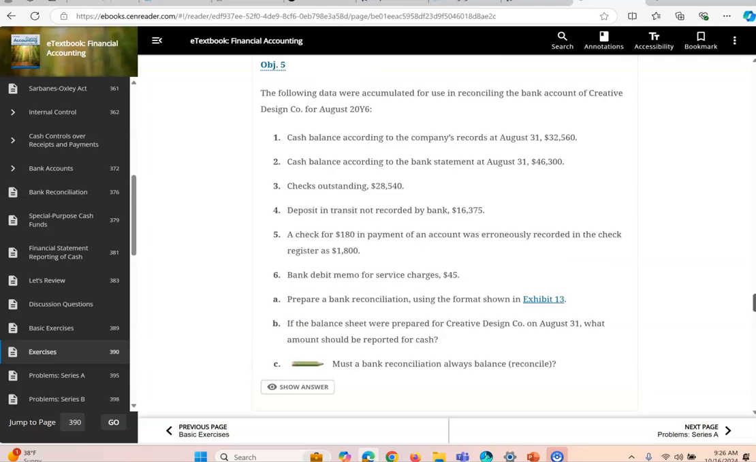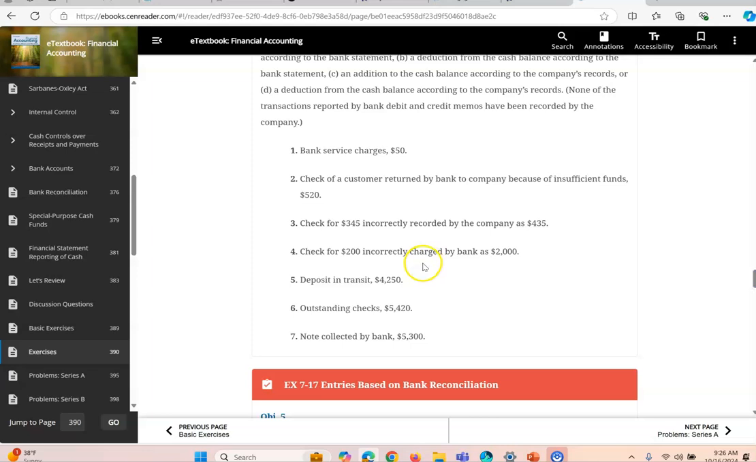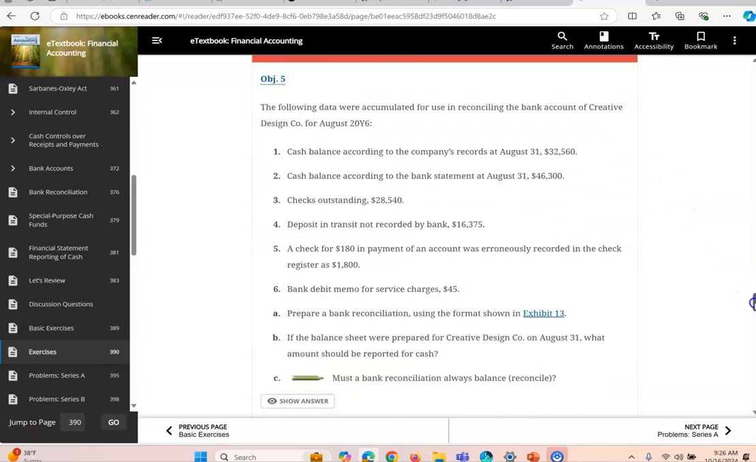I somehow screwed something up here. I think my 716 was wrong. A check for $200 incorrectly charged by the bank as $2,000. No, I did that one right. So this one, guys, I'm sorry. This is right. This one says a check for $180 in payment of an account was erroneously recorded in the check register for $1,800. So we're going to need to make an adjustment of $1,620, right? On the books where the other one was right.